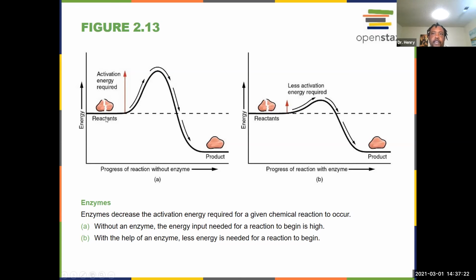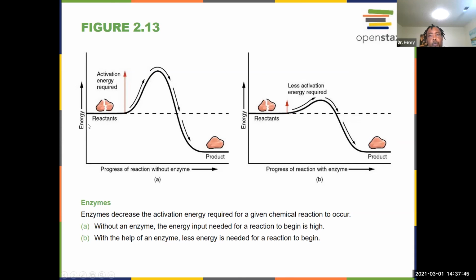So here we have an example of a reaction that is occurring without enzymes. So here are your reactants. You have to get over this activation energy and then go down this hill to get a product, right? So most reactions require a certain amount of energy before you can make your product, right?